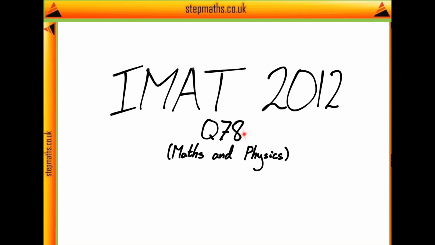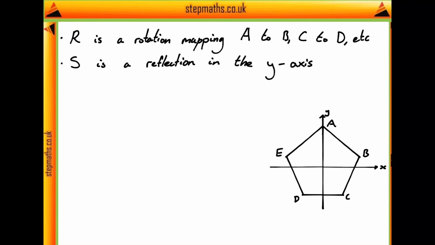Here we're going to look at question 78 from the IMAT 2012 paper. In this question, we're given this diagram of a pentagon with 5 sides labelled A through to E. What we're told is that R represents a rotation mapping, which just rotates A to B, B to C, C to D, and so on.